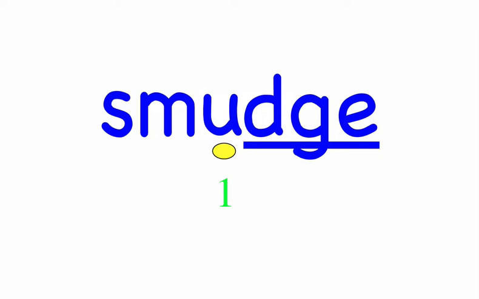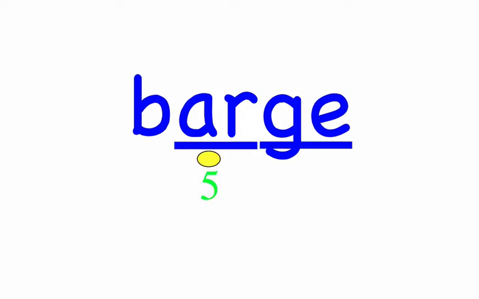Barge. Barge. The barge went down the river. Barge. Three sounds. B, r, j. Barge. Mark the word. Barge. Cringe. Cringe. I cringe when I hear that song. Cringe. Five sounds. K, r, I, n, j. Cringe. Mark the word. Cringe.